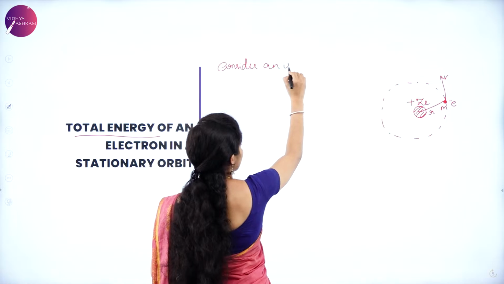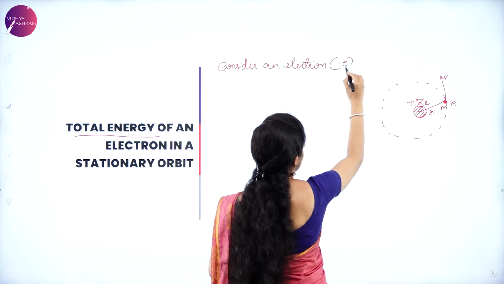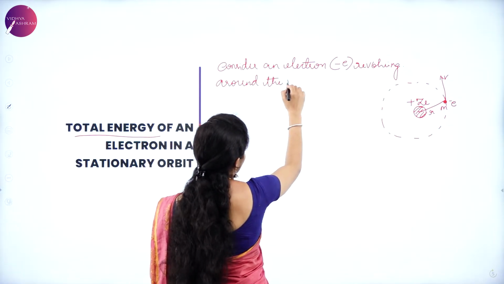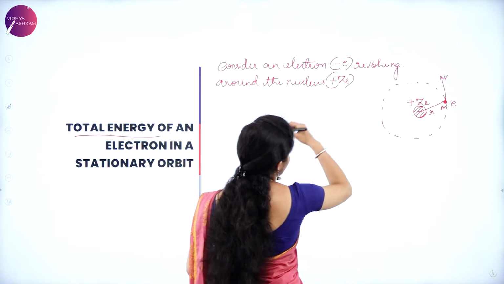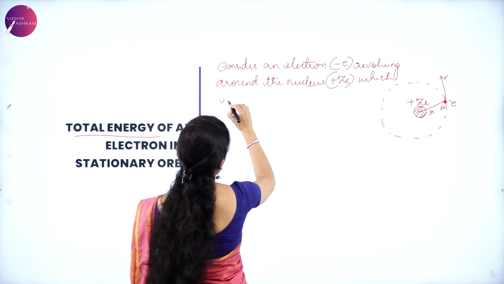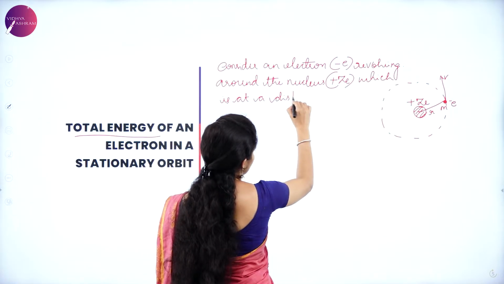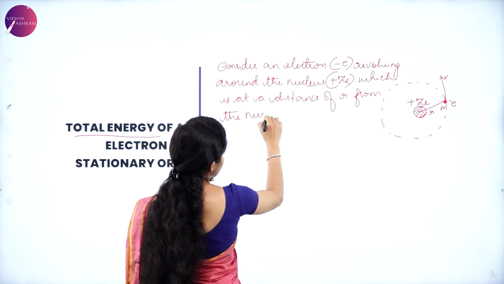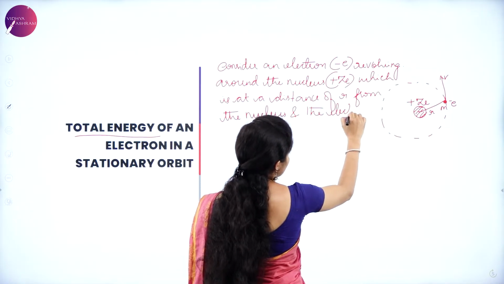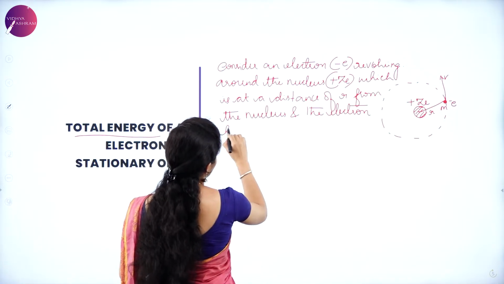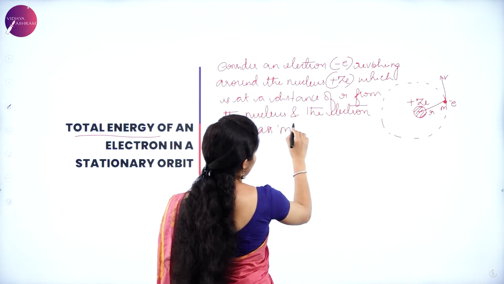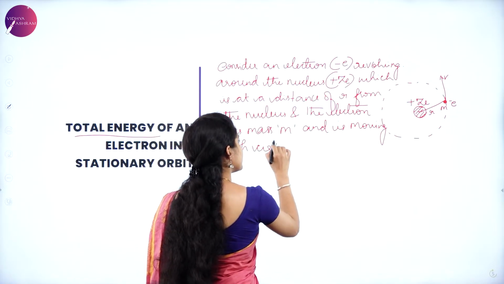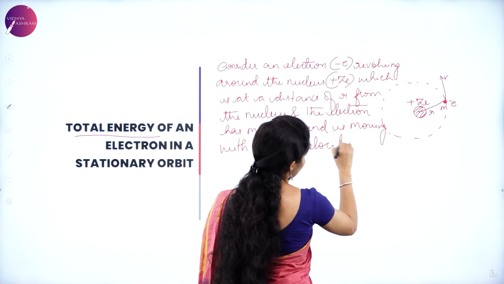Consider an electron of charge minus e revolving around the nucleus of charge Ze, which is at a distance of r from the nucleus, and the electron has mass m and is moving with certain velocity v.